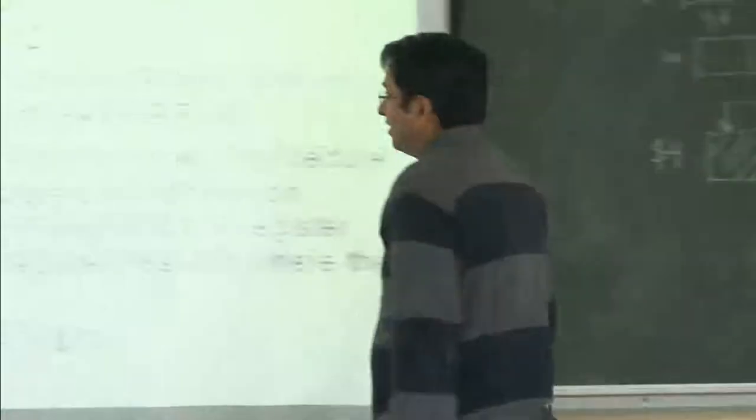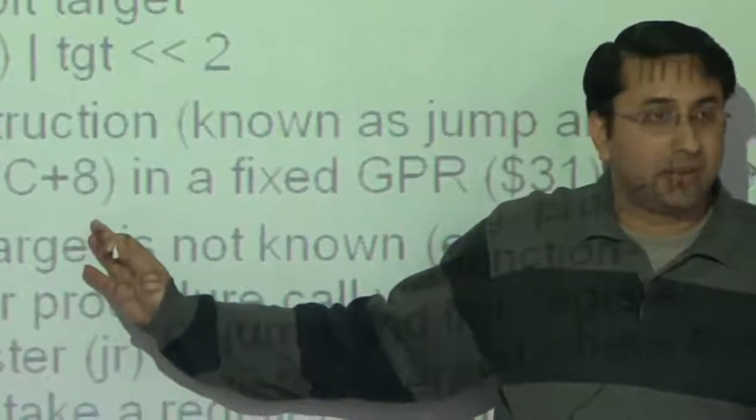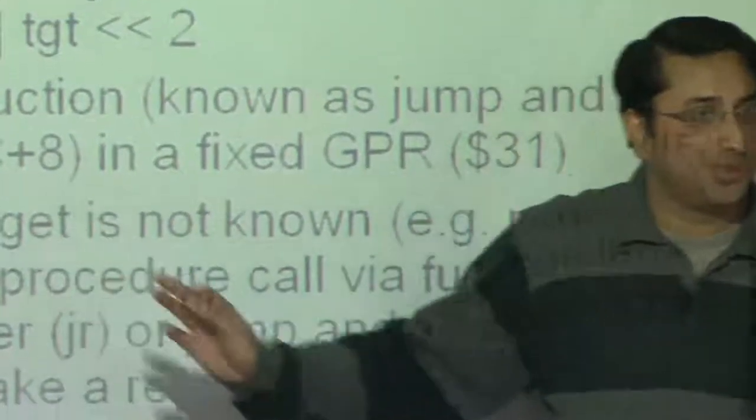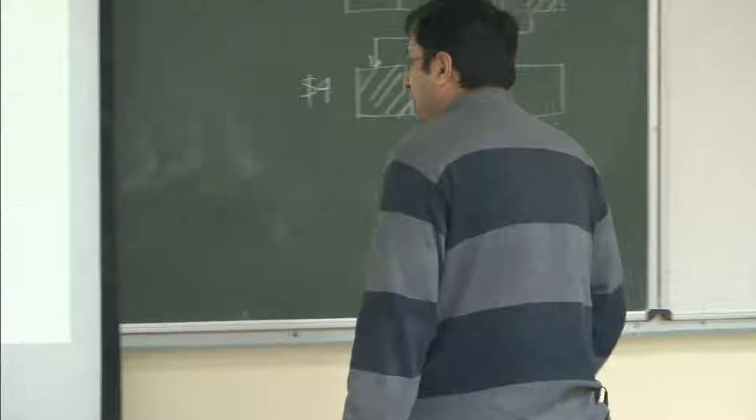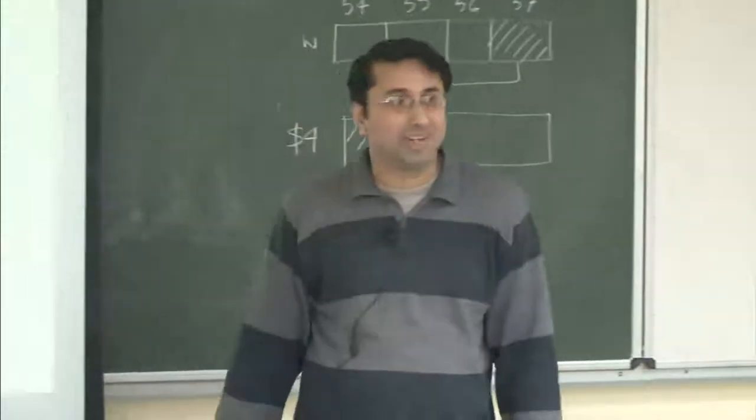So it jumps one instruction down. So it comes back at PC plus 8, not PC plus 4. Okay, so does anybody know why?